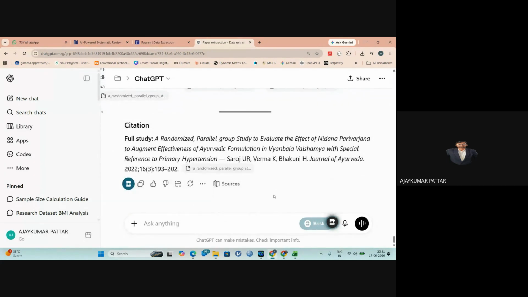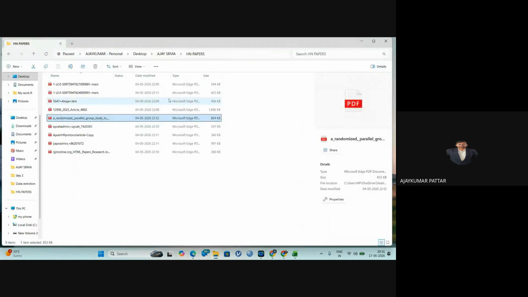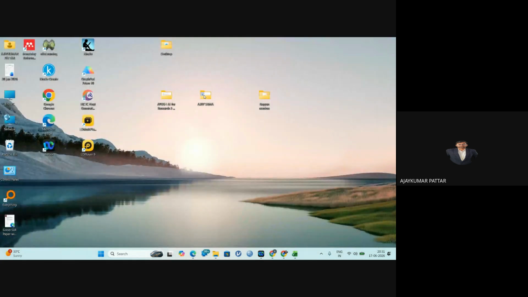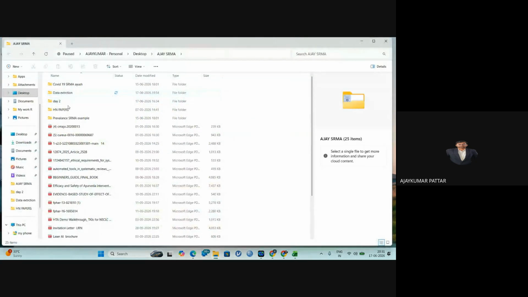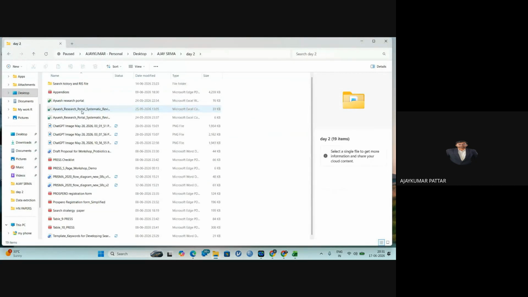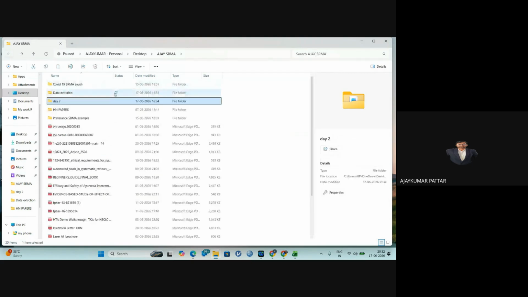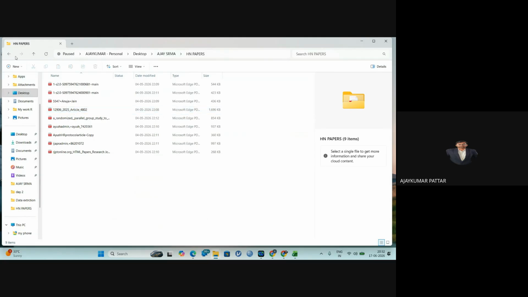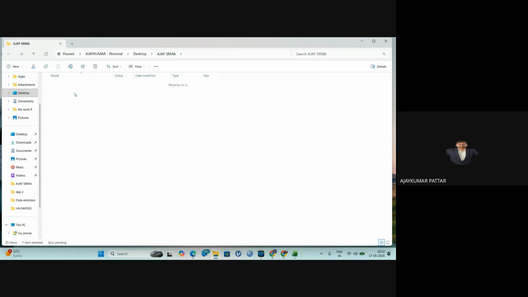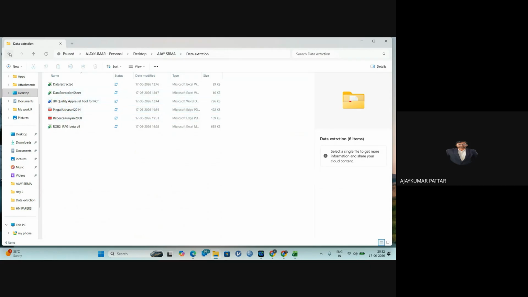So that is also more convenient for the data extraction. So next comes the risk of bias assessment. So I will take some theoretical concept. So actually risk of bias assessment and this quality appraisal, that has some theoretical concept. If you go very in detail, it will be confusing.